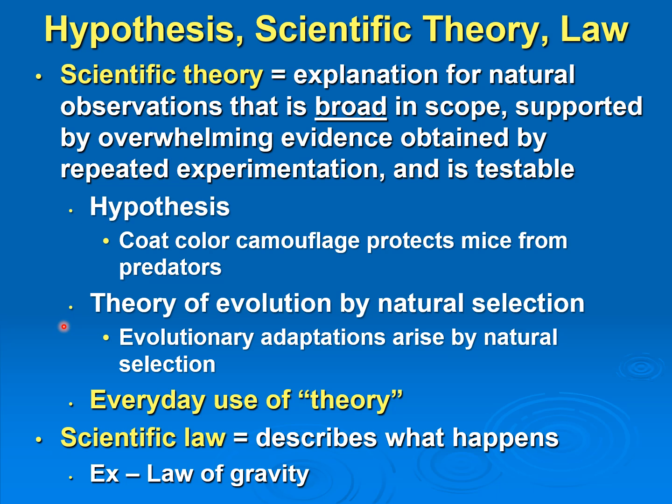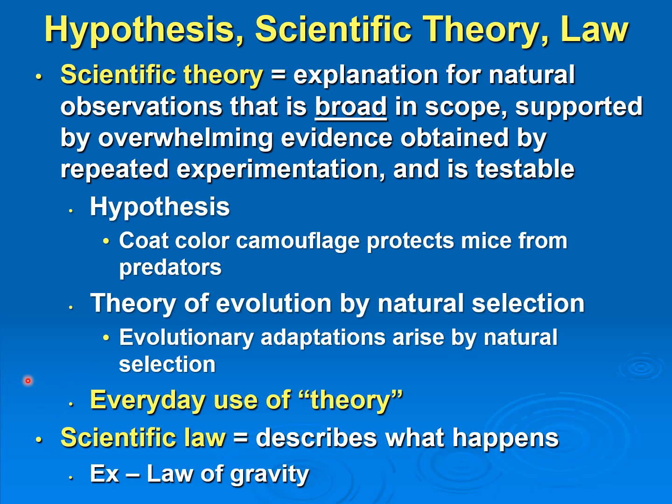And there's actually been a lot of experiments that have been done, and a lot of evidence has been accumulated to support the theory of evolution by natural selection. So you can see there's a pretty big difference between a hypothesis and a theory. A hypothesis is much more narrow in scope, and a theory is much broader, and there's a lot more evidence to back it up.